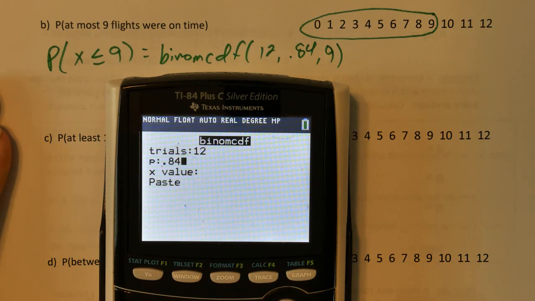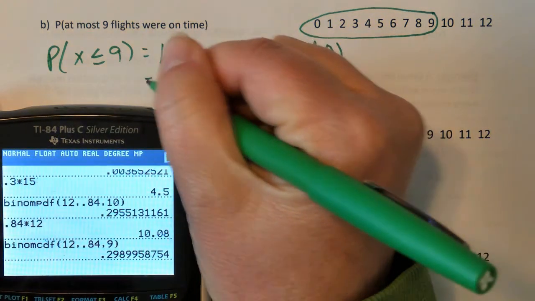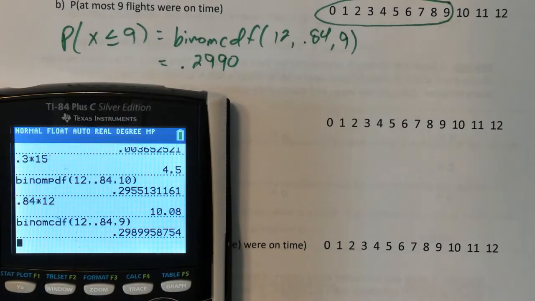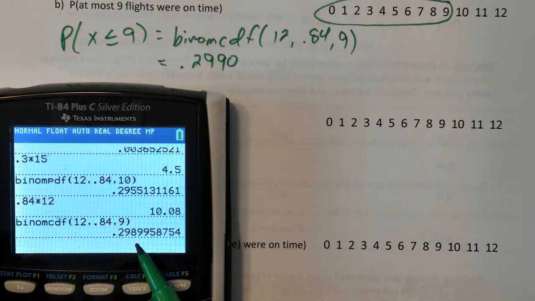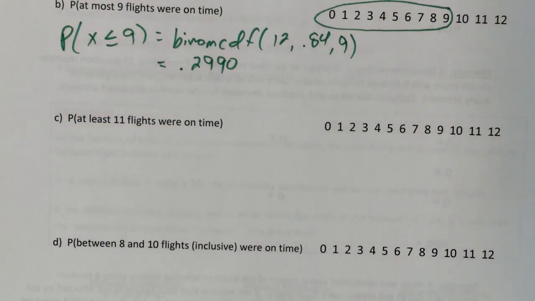$12, 0.84, and 9. And we get 0.2990. Now look at your rounding for that carefully. This 9 right here is our fourth decimal, but because the number after it is 5 or higher, that 9 goes up. What's up from 9 is 10, so that carries the 1 over to the 8, and then puts the 0 in that fourth decimal spot, so 0.2990.